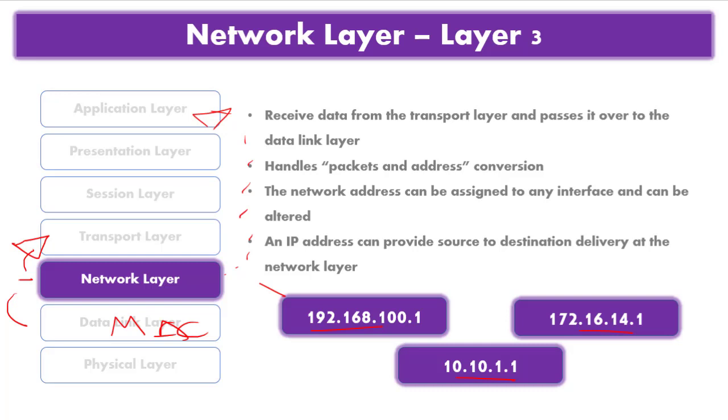Now, like in the data link layer, an IP address can provide source to destination delivery. This happens at the network layer. This layer also introduces you to routing at the network layer, allowing source and destination networks to be partially separated up to and including the internet. No device or service can use physical addresses to route. So just this is another exam question.